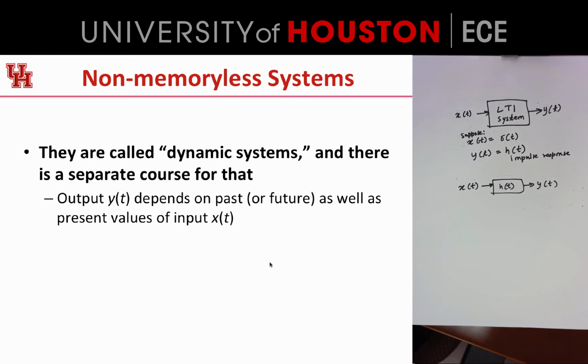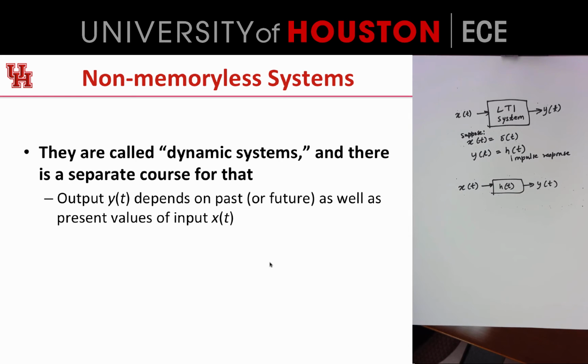And for our purposes here, they are going to be outside the scope of this class. There's a separate course on dynamic systems that you will be taking probably next semester. In that case, the output y of t also depends on the past and also possibly future inputs. In the most general case, it can also depend on future inputs, and those are called anticipatory systems because they try to anticipate the future. That's not so intuitive at this point, so we're not going to worry about that.